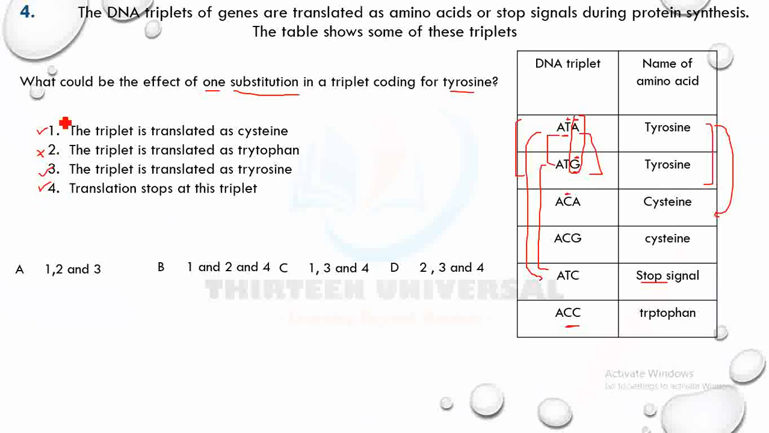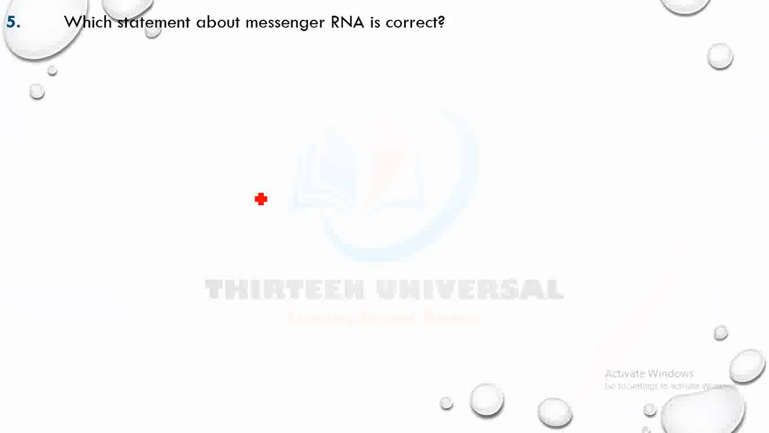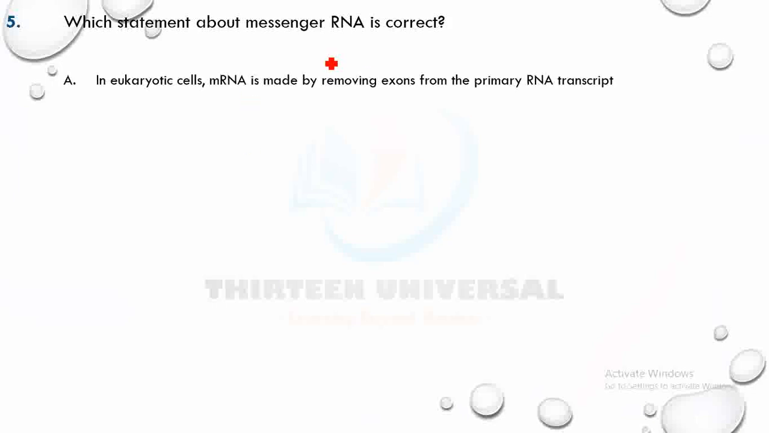So we're going to have 1, 3, 4. Which one is 1, 3, 4? Looks like it is C. Let's check. Yes, C is the answer. Okay, let's go on. Which statement about messenger RNA is correct?